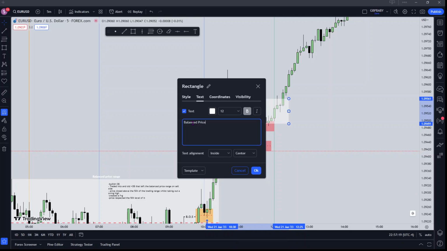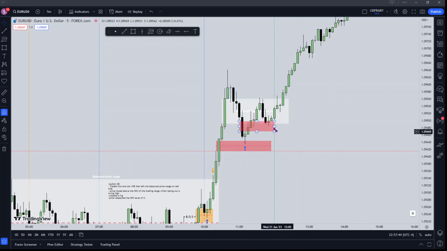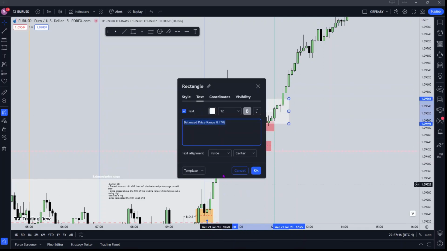Balanced price range. I don't know what's happened to my music. I'll find out. There we go. So balanced price range and a fair value gap. And we'll slap that on top.